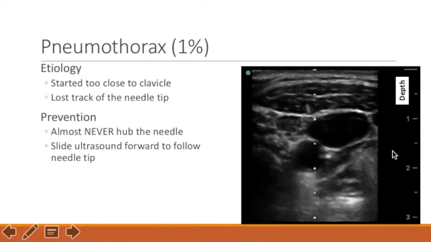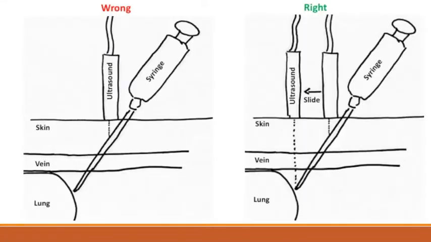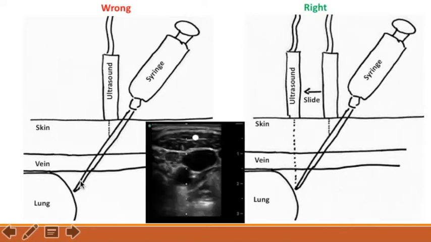People struggle to follow their needle tip because they're not sliding their ultrasound forward. And so what that ends up looking like is they have their ultrasound initially here, they make their skin puncture, and the needle just keeps getting deeper and deeper and deeper, and the operator thinks they're looking at the needle tip above the vein, but really you're looking at the shaft of the needle, and your needle tip gets much deeper than appreciated.